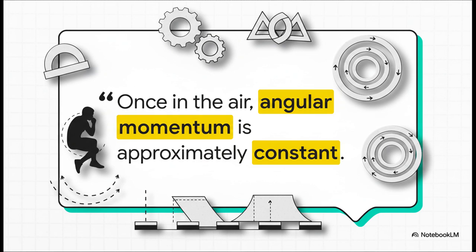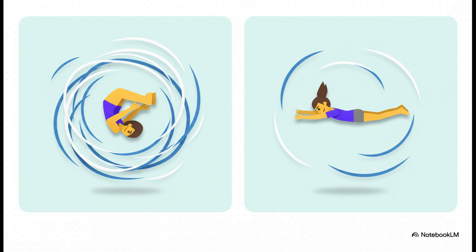Now, this is one of the most elegant and beautiful principles in all of biomechanics. Once an athlete is airborne, there are basically no external torques acting on them. And what that means is their angular momentum, which you can think of as their total amount of spin, is conserved. It stays constant. So, if their total spin is constant, how in the world do they speed up and slow down? And this right here, this is the secret. It's absolutely brilliant. They can't change their total amount of spin, but what they can change is their moment of inertia. That's their body's resistance to rotation.